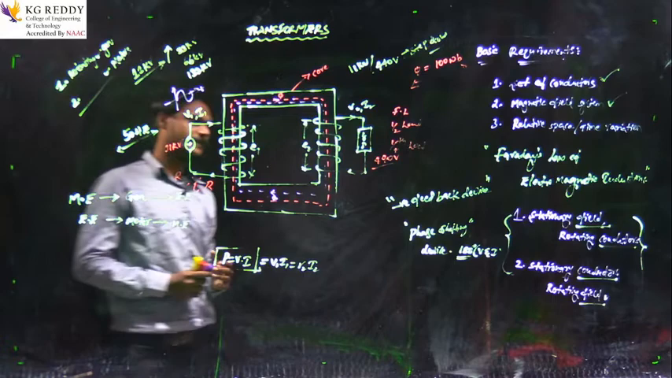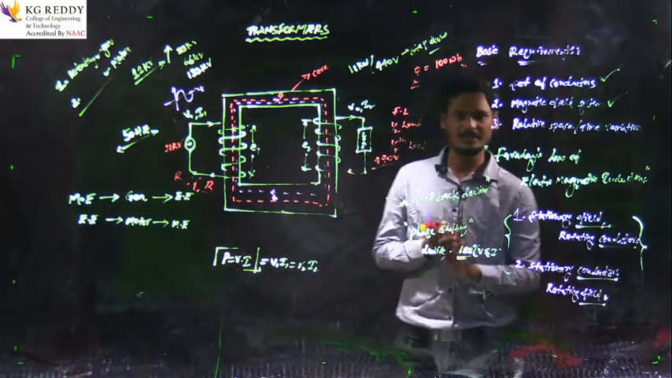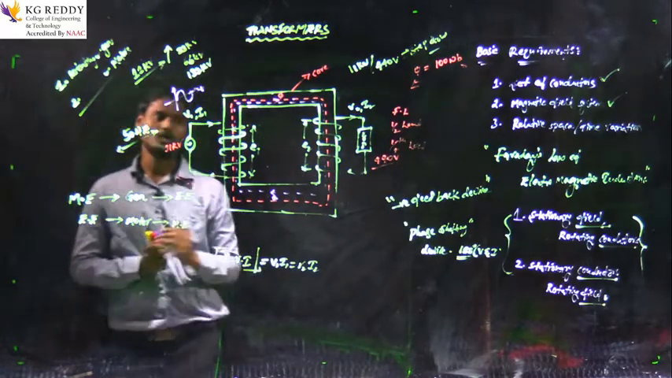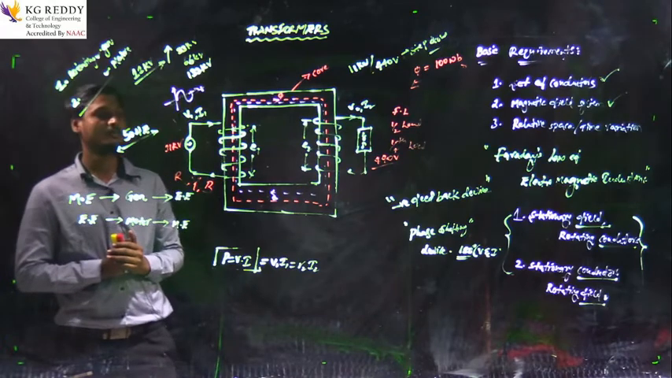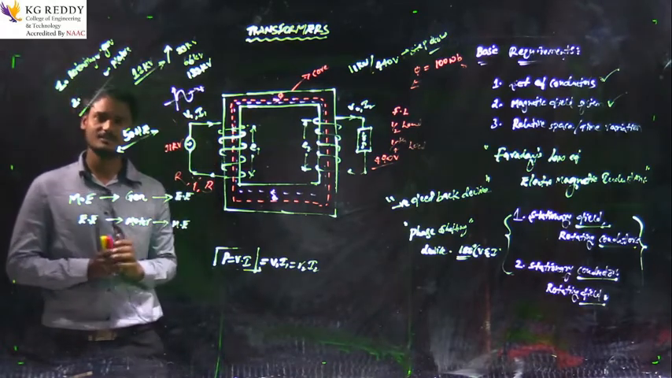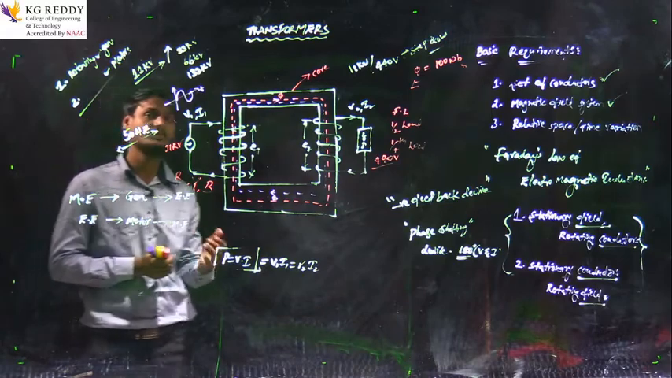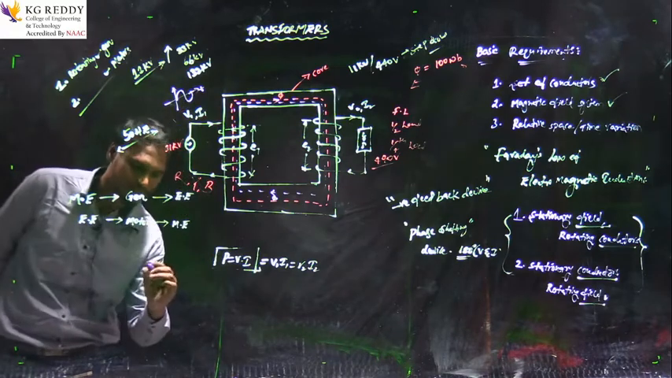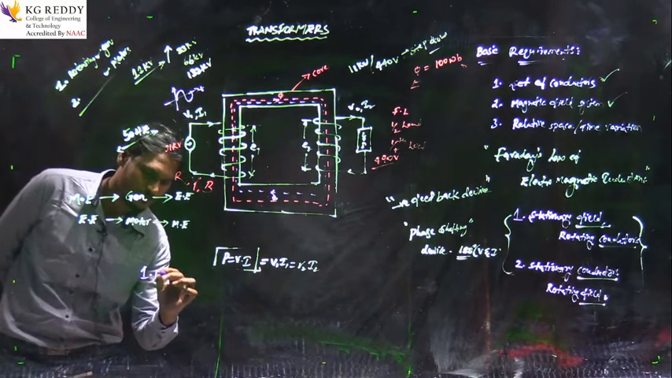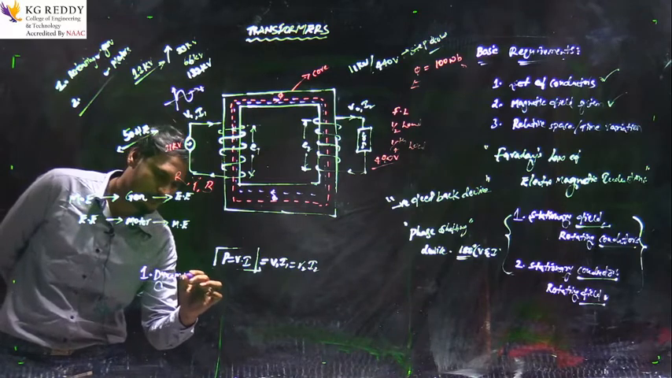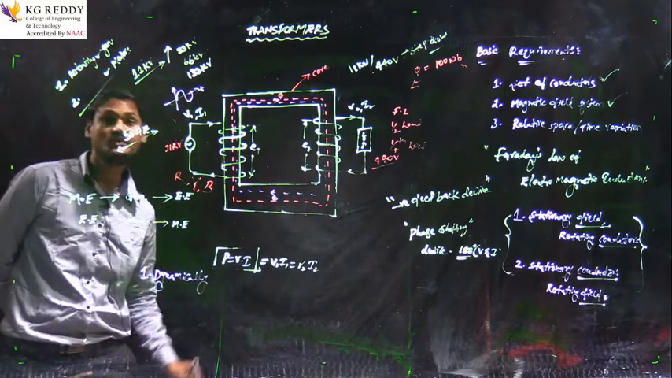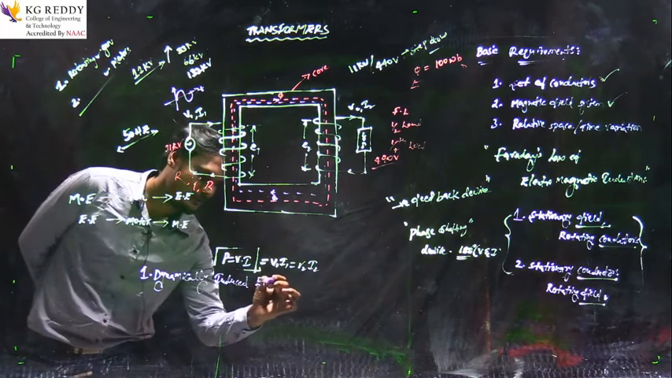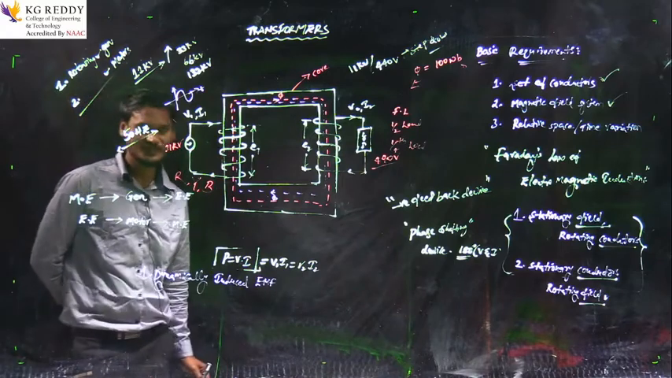Okay. After that, here the conductor is cutting the magnetic flux, EMF is inducing, right? What type of EMF is induced in the conductors? We have to know what type of induced EMFs. So, basically there are two types, guys. The first one is dynamically induced EMF. Okay. Dynamically induced EMF.